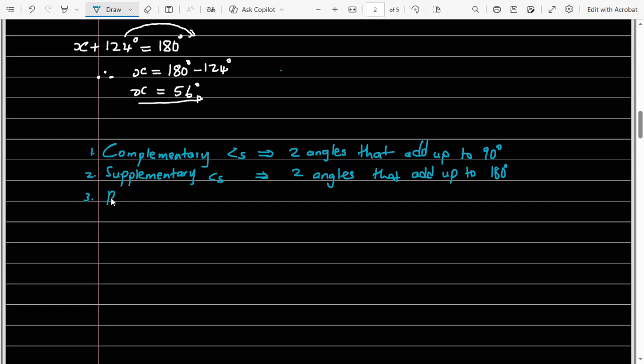If I say this is perpendicular, meaning they intersect at right angles.